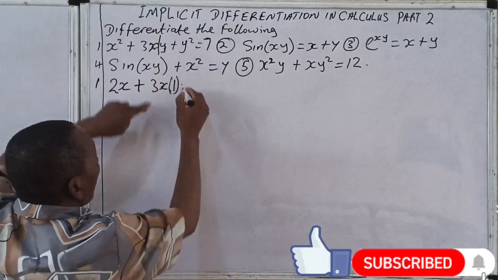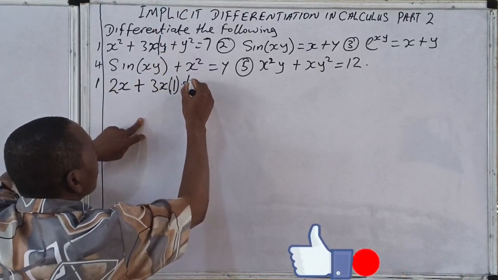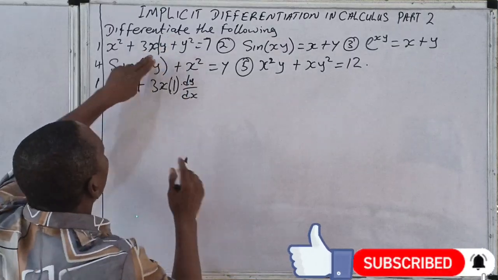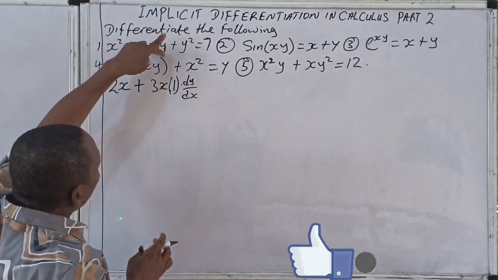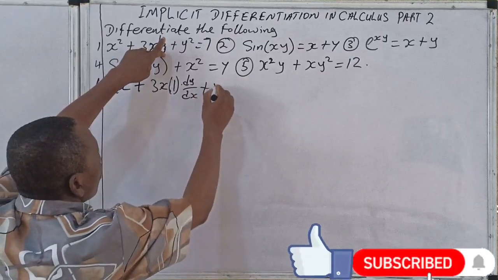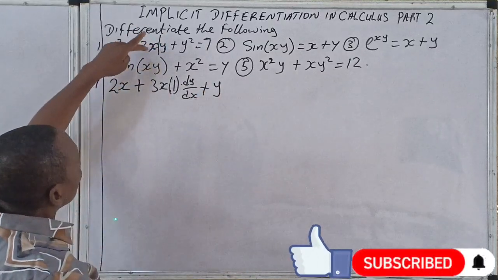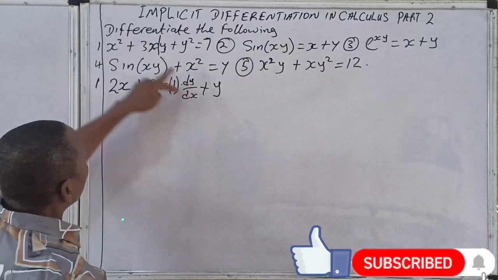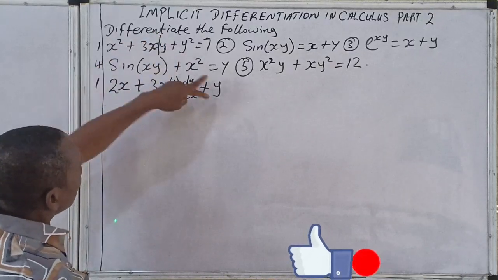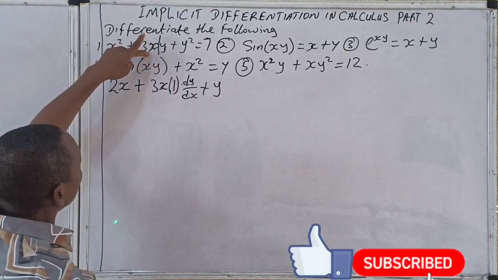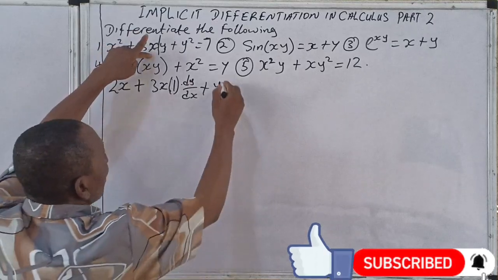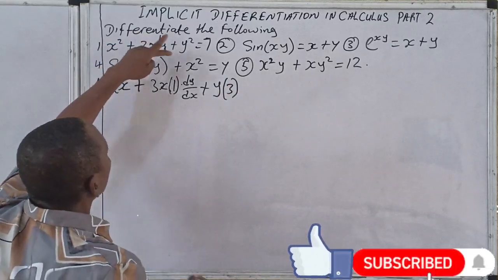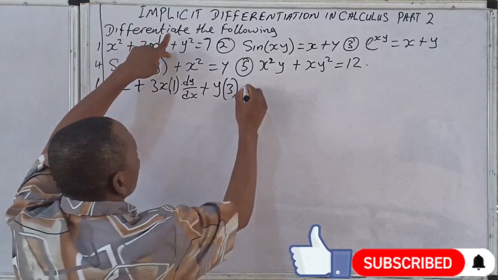Then whenever I differentiate y, I'll add what? dy/dx. Now, I'll pick this second one, plus y. The first one I picked and differentiated, that's what we have here. So I'll pick this second one, that's what we have here. Then I'll differentiate this. If you differentiate 3x, what will you have? You have 3 as your answer. So we are done with this.